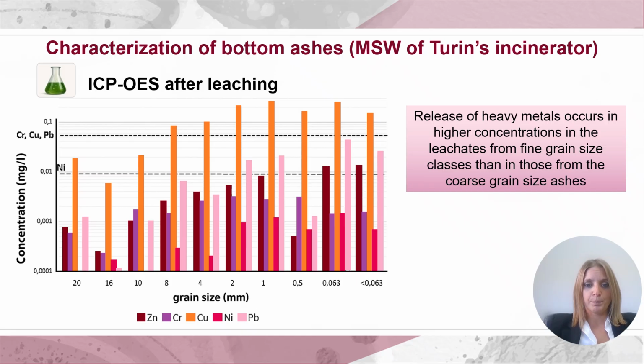The pH of the solution was strongly alkaline, which generally limits metal solubility, yet fine fractions still release more metals. This confirms that the amorphous matrix is the main host and source of heavy metals. Overall, finer particles are more reactive and environmentally critical, emphasizing the need for specific treatment of the fine bottom ash fraction.